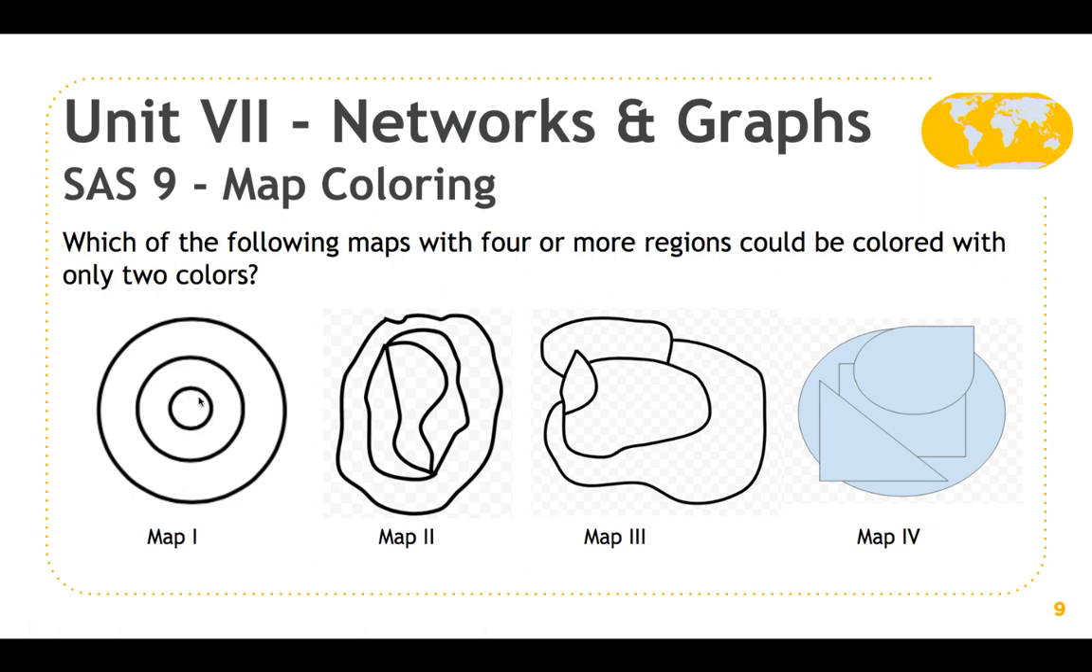How about this one? Same thing here. The center circle is not adjacent to this outer circle, and it's not adjacent to the outside. And that middle circle is adjacent to the center and the outside circle, but it's not adjacent to this outside here. So the center circle and this outside circle could be the same color, and this middle circle and the outside region can all be the same color. So map 1 and map 2 fall into that category where they need 2 colors only for the regions to be colored.